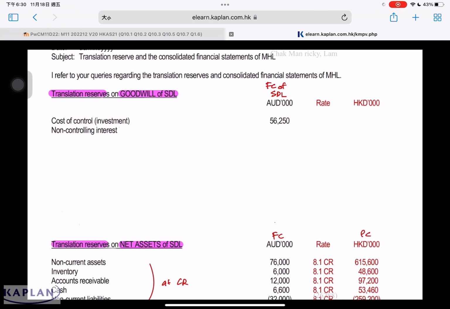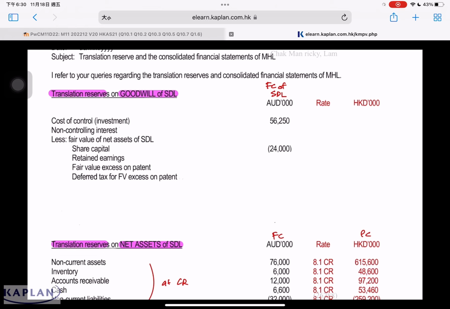We have to consider the fair value net assets of the subsidiary, STL. The fair value net assets of a subsidiary normally is represented by the share capital and retained earnings, and for this question, we have a patent asset, and because of the patent asset, we must account for deferred tax liability at 30%. As given in the question, the share capital of the subsidiary is 24. The retained earnings at the acquisition date is 30. The patent asset is $10 million. Take 10 multiplied by 30%, which equals a deferred tax liability of 3.